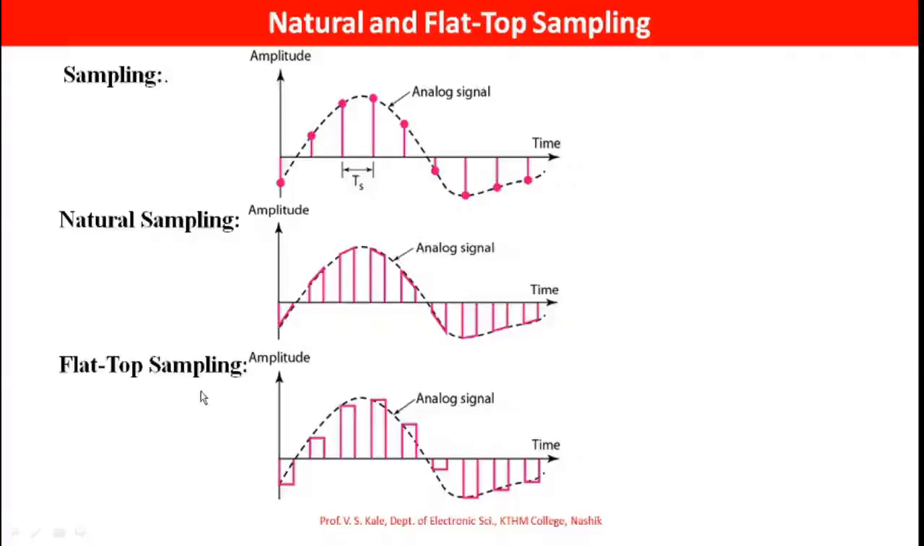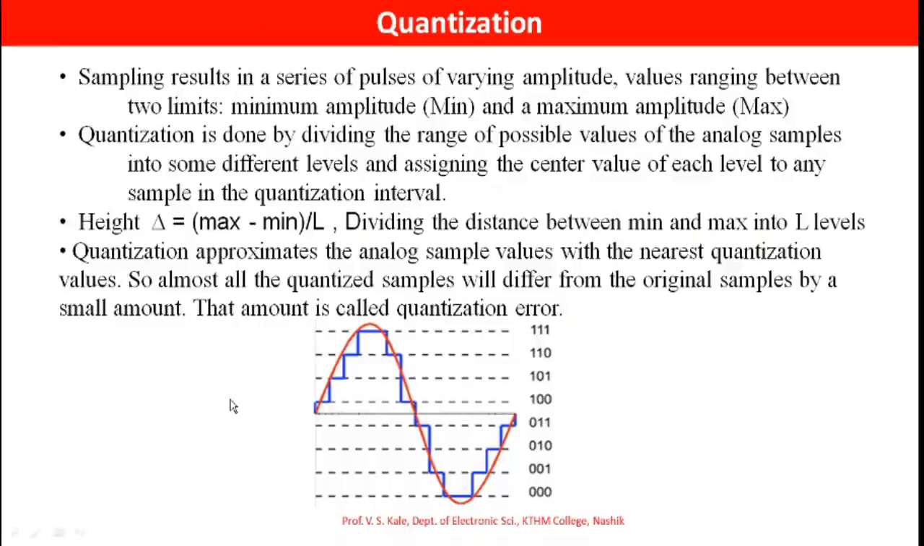Second one is flat top sampling. In these pulses, the top amplitude is constant. Every pulse in flat top amplitude is constant. Here the first pulse, second pulse, third pulse, fourth pulse, these tops are not receiving the same nature as the analog signal, but its top is flat. That's why the word is used, flat top sampling.